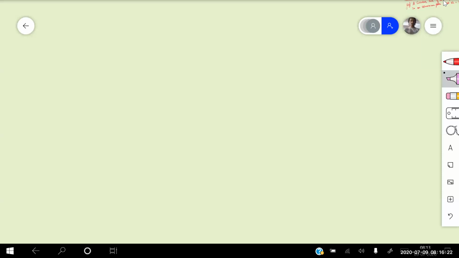A circular hole of diameter 2 centimeter is made in an aluminum plate at 0 degree centigrade. Alpha of aluminum is equal to 2.3 into 10 to the power of minus 5 per degree centigrade.